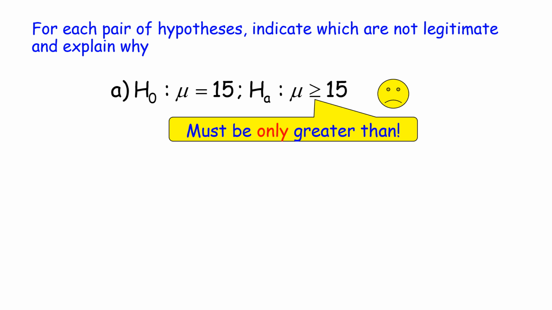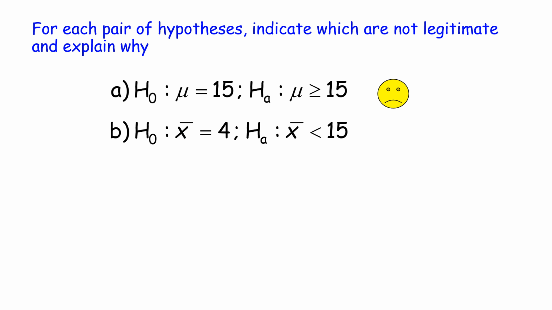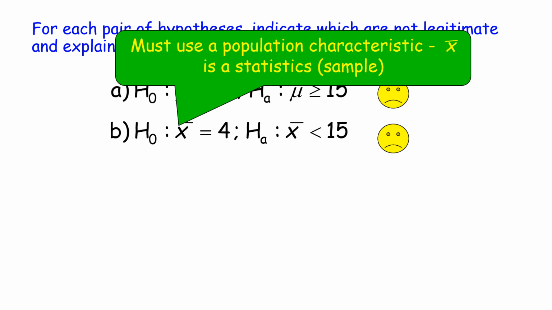Let's take another example. Here we have our H sub naught is that x bar equals 4, and our H sub A is that x bar is less than 15. So is this legitimate or not legitimate? This one is also not legitimate because you must use a population characteristic, and x bar is a statistic. It's from a sample. Remember, we only talk about the population.